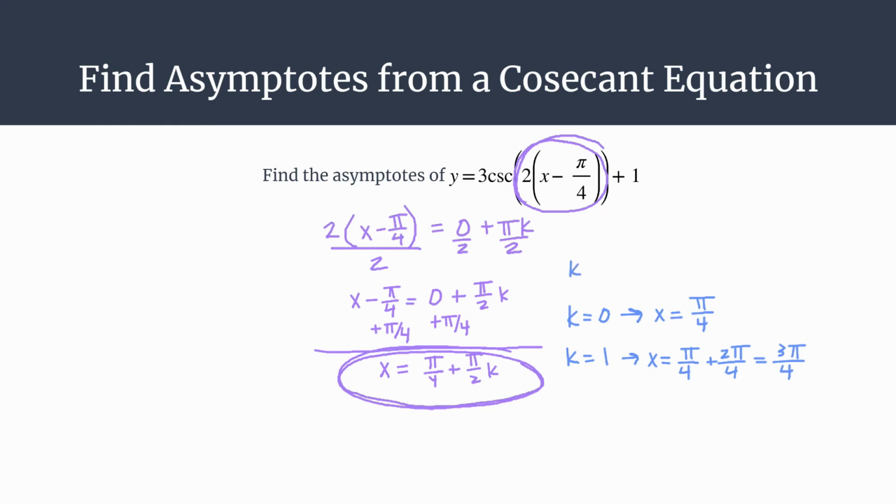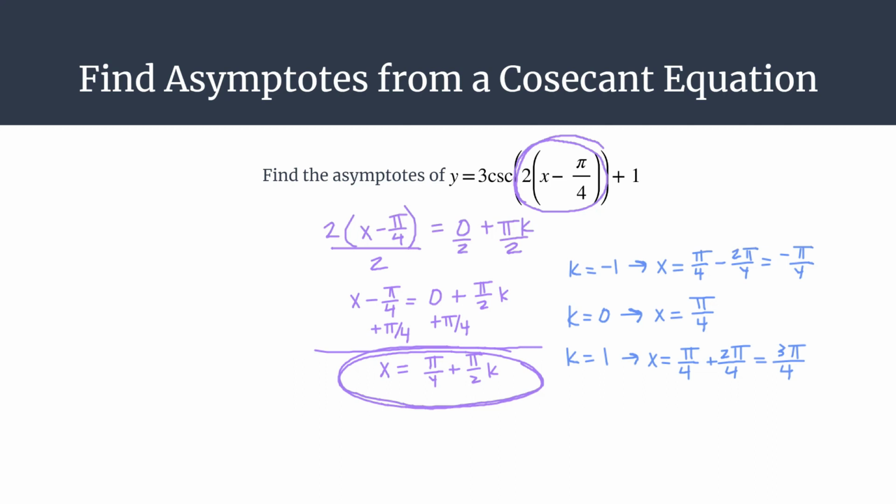Just for good measure, let's do one more. Let's do k equals negative 1. Okay, so we've already done some work here, but let's look at the calculation. We have x equals pi over 4, and k is negative 1 here, so we end up with negative pi over 2, or minus 2 pi over 4. And we should expect another asymptote at negative pi over 4. A great thing to notice here before we move on is that each of these are separated by pi over 2, and that comes right back from the equation, that plus pi over 2 k. That's the difference between each of these terms, so that's a neat thing to notice as well.